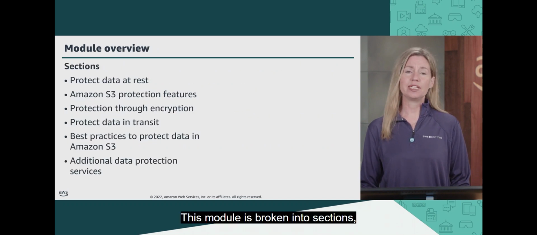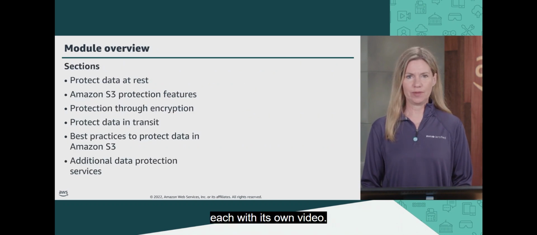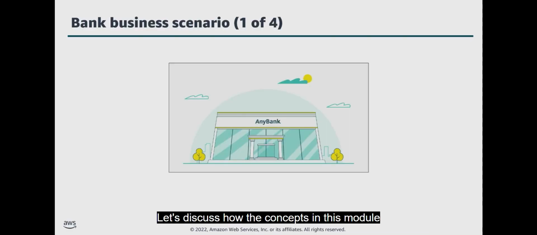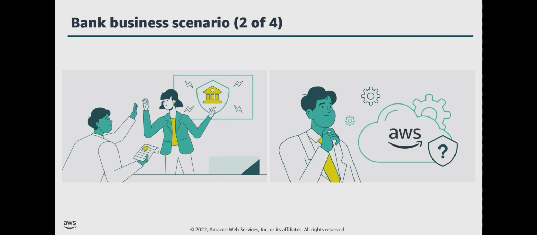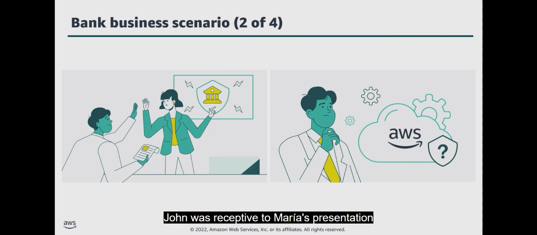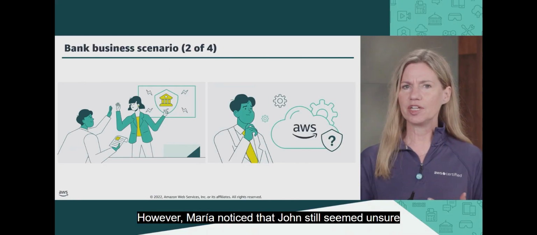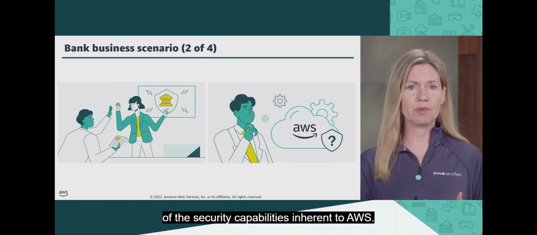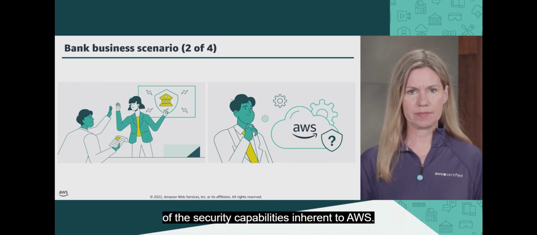This module is broken into sections, each with its own video. Let's discuss how the concepts in this module are applicable to the bank business scenario. John was receptive to Maria's presentation and appears supportive of her plan to secure the bank's assets from outside attacks. However, Maria noticed that John still seemed unsure of the security capabilities inherent to AWS.